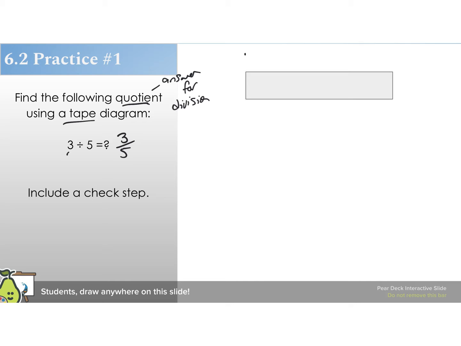So we're taking 3 wholes and splitting this into 5 equal parts, and each section is going to be 3/5.